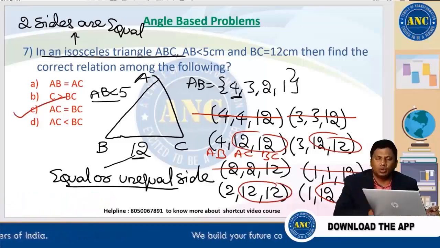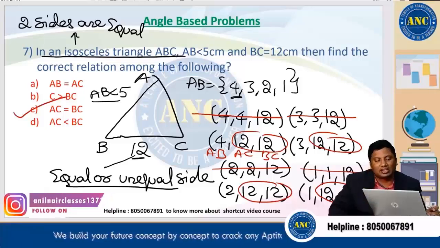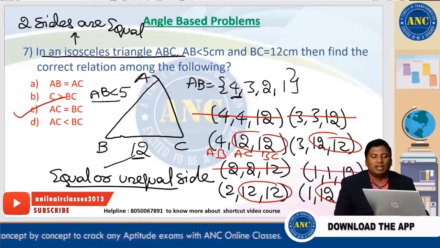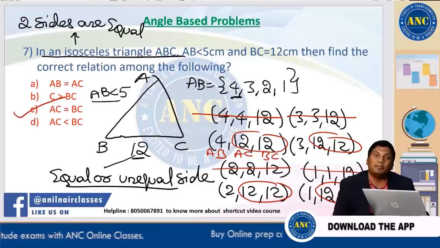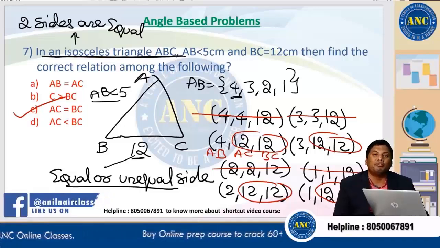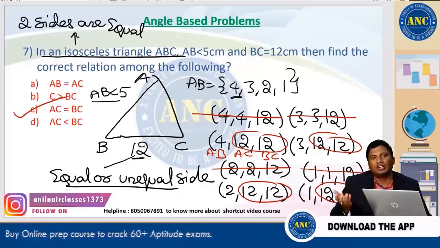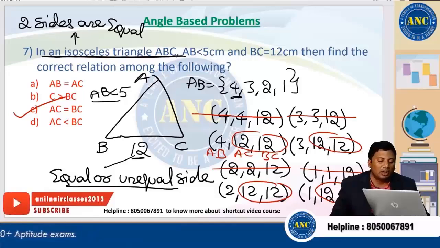An easy question to check the conceptual understanding of the isosceles triangle. In an isosceles triangle, two sides are equal. He has given one side BC as 12. For the other side, he is telling that AB is less than 5, so it will be 4, 3, 2, 1. It could be 4, 4, 12 or 4, 12, 12. It could be 3, 3, 12 or 3, 12, 12. Like that I listed all the cases.